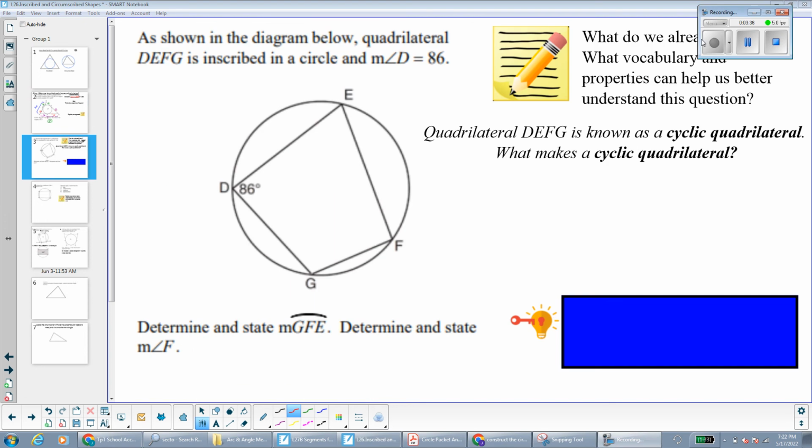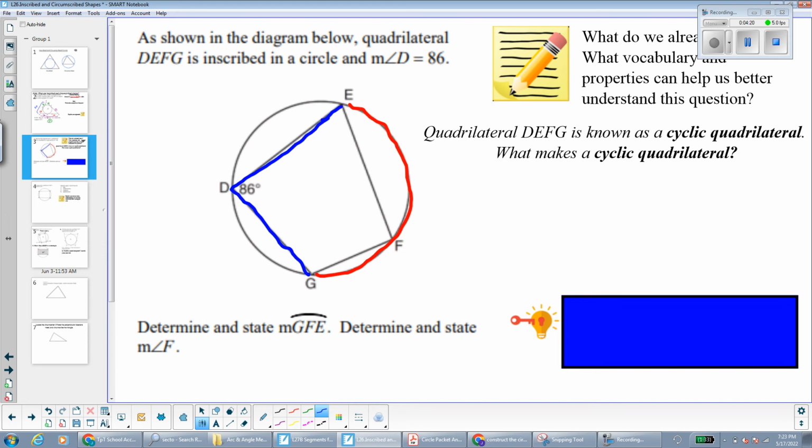Here we have another example. As shown in the diagram below, quadrilateral DEFG is inscribed in a circle, and angle D is 86 degrees. We need to determine and state the measurement of arc GFE. So we need this arc from G to F to E. Take a look at the angle that we're given, angle D. What kind of angle is angle D? Think about where its vertex is located. If you said an inscribed angle, you are correct. It's an inscribed angle that intercepts arc GFE.